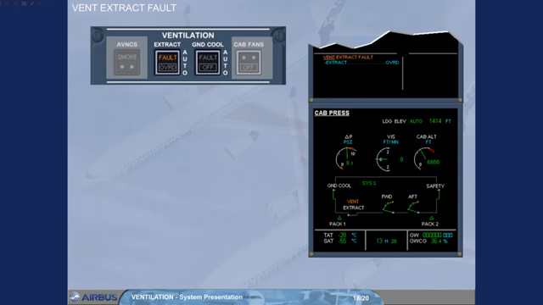The ECAM actions have now to be performed. In the case of a ventilation extract fault, the procedure is to select the override extract push-button switch located on the ventilation panel.